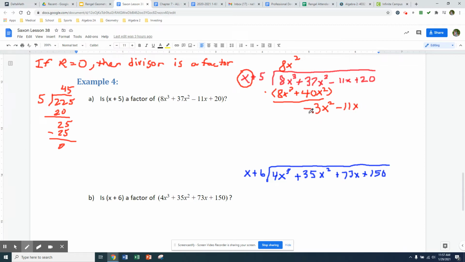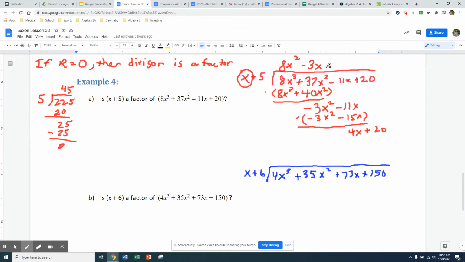Next, we'll take a look at trying to get x to multiply to negative 3x squared. Well, that will be negative 3x. Multiply that, we get negative 3x squared. Distribute to the 5, we get negative 15x. Now be careful with these negatives. So I'm taking negative 11 minus negative 15. Really, that's going to be negative 11 plus 15, which gives me 4x plus 20.